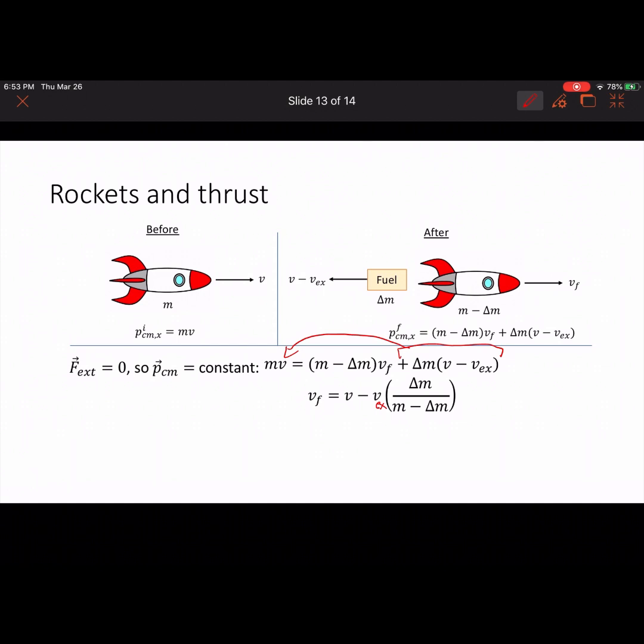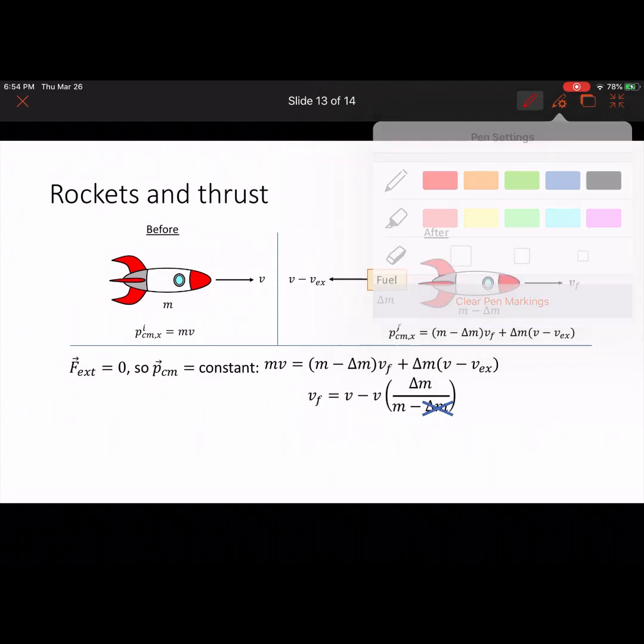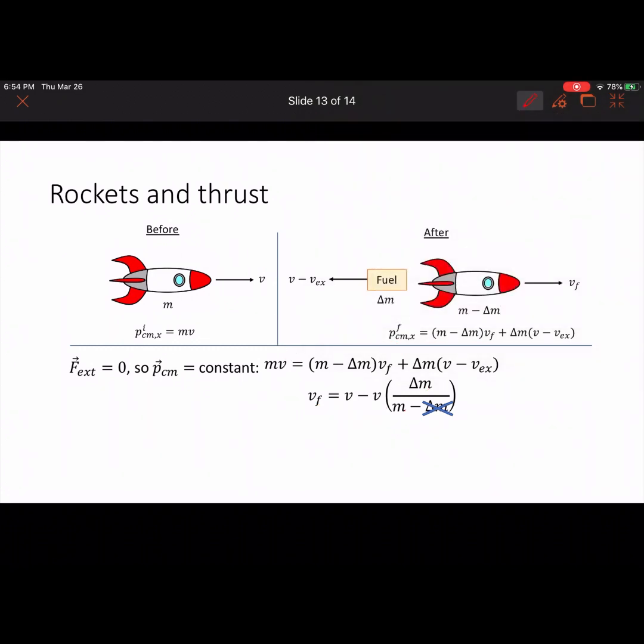I'm going to notice that technically this term right here should be m divided by m minus delta m. But m is much, much larger than delta m, so I'm going to get rid of those small delta m. So this becomes 1, and this becomes delta m divided by m. Okay, so let's rewrite that formula. Oh, the fun of remote classes. All right, I'm going to rewrite that formula really quickly. v final is v minus v delta m over m, using that small approximation.